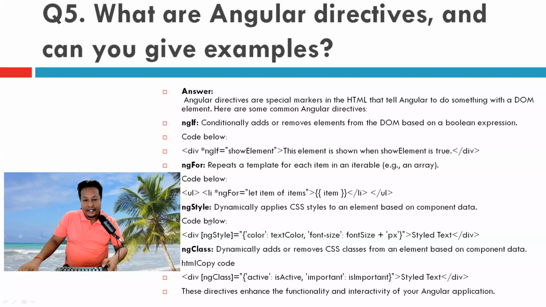Similar to ngStyle, we can use ngClass, where we can dynamically add or remove classes. So if the isActive property here is true, we will apply this active class to this particular div. In the same way, if isImportant is true, then the important class will be applied to this particular div. So I hope these five question answers are clear to you.